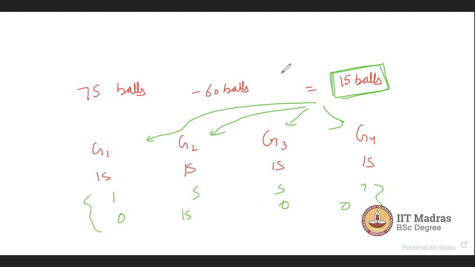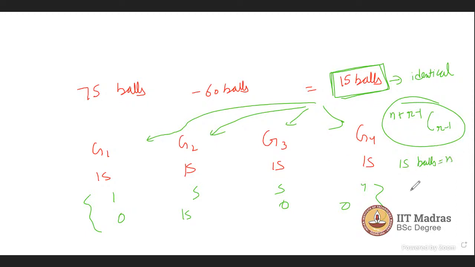And here balls are also not distinct. Balls are identical. All the balls are the same. So the formula to do that is n plus r minus 1 C r minus 1. 15 balls, which is n, to be distributed to 4 groups. How the formula comes about, I will get to that. Just put in the values: 15 plus 4, 19, minus 1, 18 C 3. That was the answer.